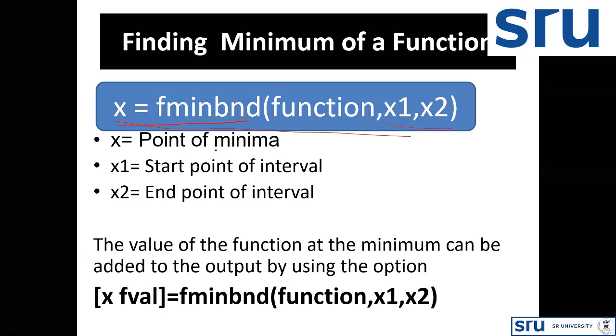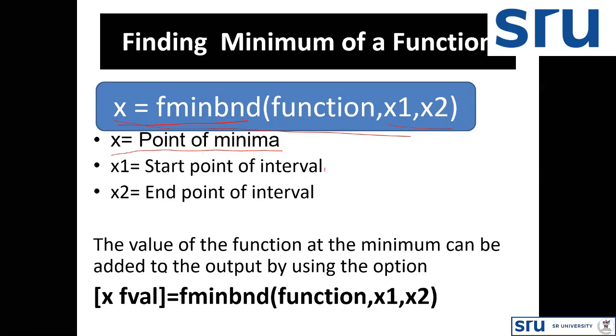So x is the point of minima, because you are going to find the minimum value; at that point the minimum value will come. Similarly, x1 is the start point of the interval, meaning the limit is given, and between that limit you have to find the minimum value or maximum value. Here we are discussing the minimum value. And x2 is the end limit of the given interval.